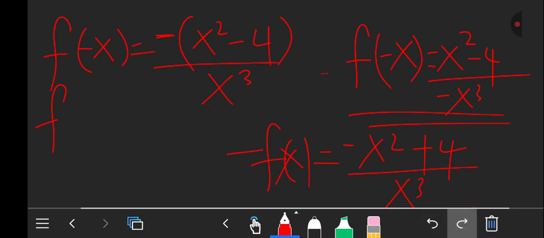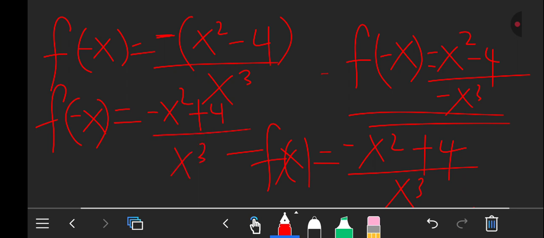So it's better to write it on the numerator instead of the denominator. So it will be equal to negative multiplied by x squared. It will be negative x squared. Let me just write it here. Okay, then negative multiplied by negative 4, that is plus 4 over x cubed.